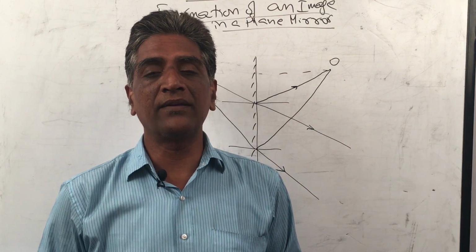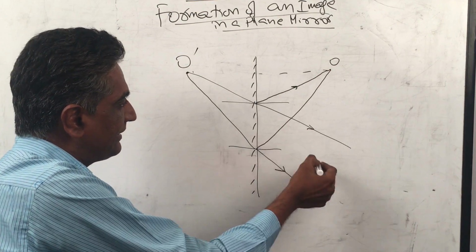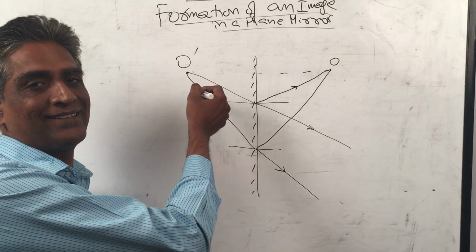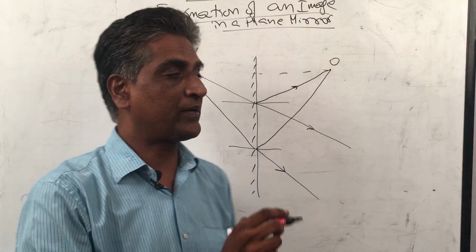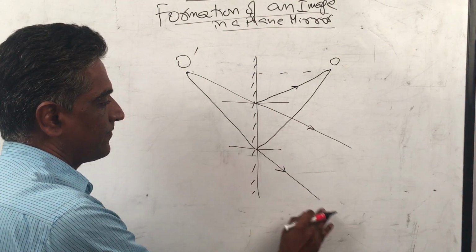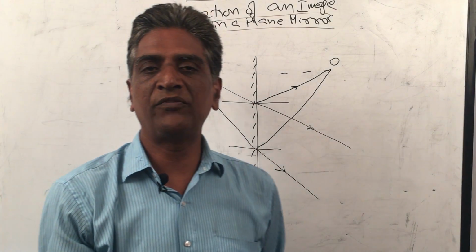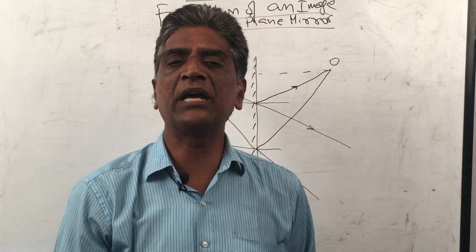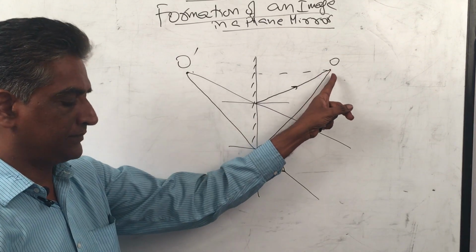Why are 2 rays enough? Because if you have 2 rays, we'll know where they meet. Suppose I have another ray, they will also meet there. 4th ray, that also will meet here. 5th ray, that also will meet here. You understand? So 2 rays are enough. 1 ray is not enough, because if I don't draw this ray, then I won't know where the image will form. I won't know. So 2 rays are enough to form an image in any kind of mirror. Okay, that's clear.